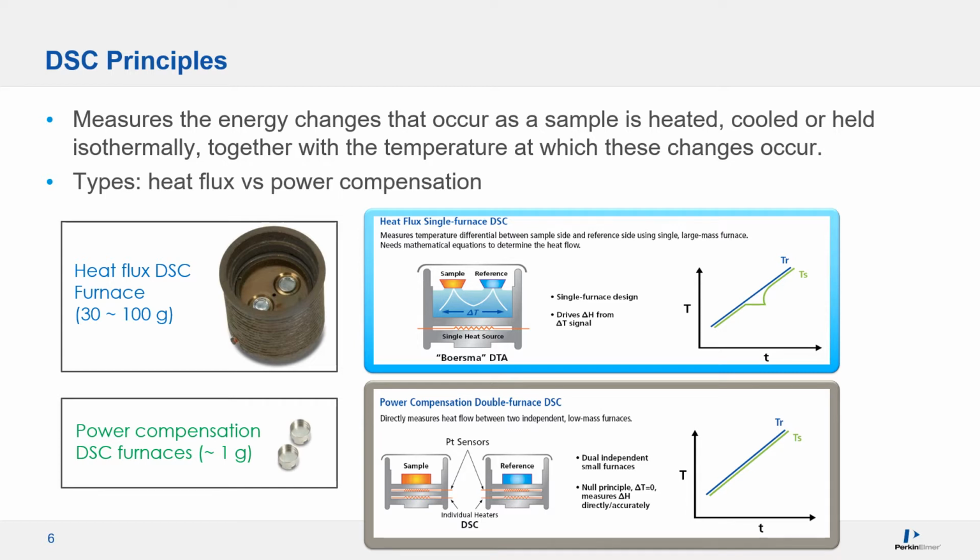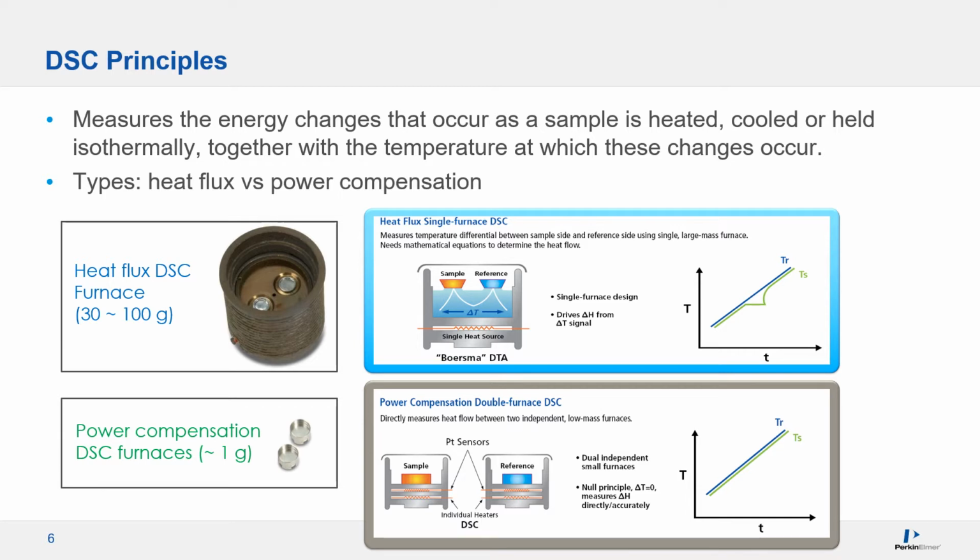The diagram shows a delay of the sample temperature, the TS in the green curve. And that's a typical melting transition. This type of DSC used to be called Boltzmann DTA, and again, the heat flow is calculated.